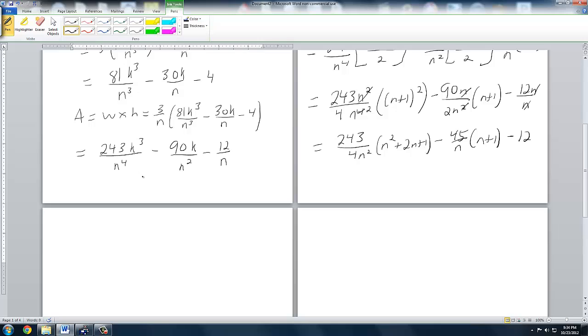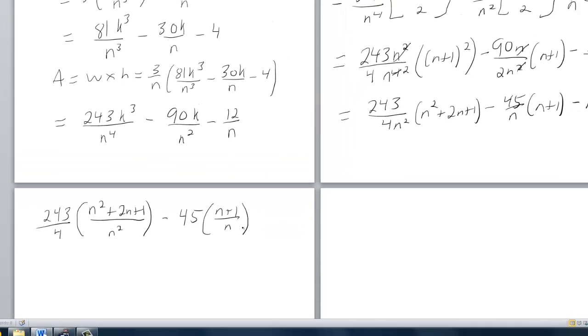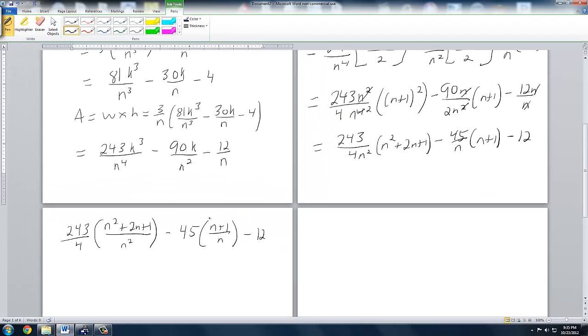Now the next thing we're going to do is an unusual step. We took all the n's out. Now we're going to put the n's back in. So what we're going to have here now is 243 over 4 times n squared plus 2n plus 1 over n squared. We're putting the n's back inside. Minus, and we're doing this so we can do the limit, 45 times n plus 1 over n minus 12.